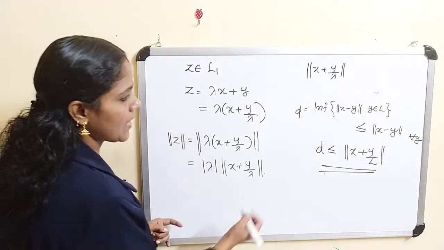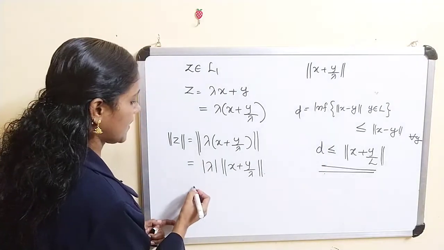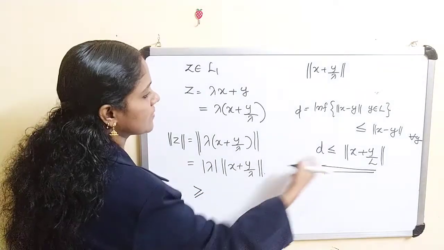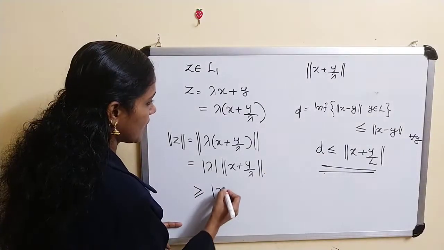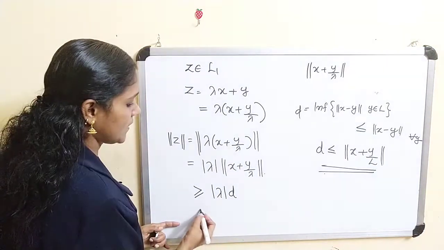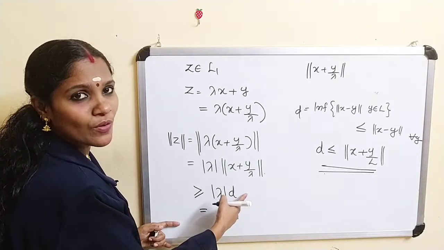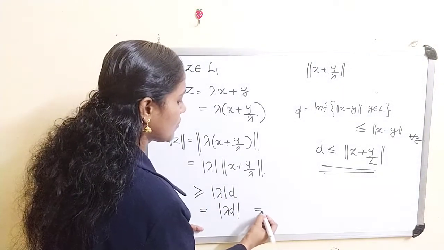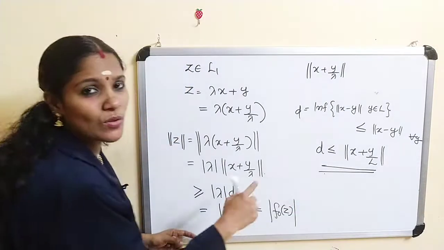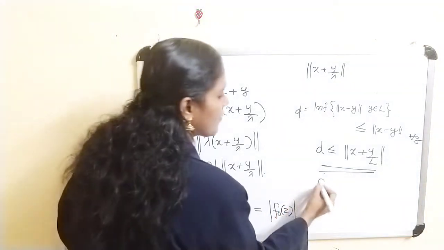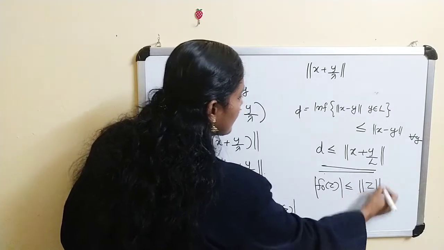And clearly this is greater than or equal to, because d is the infimum. Therefore this value is greater than or equal to modulus of lambda into d, and this is equal to modulus of lambda into d because d is greater than 0. And this is equal to modulus of f naught of z, because f naught of z is equal to lambda into d. Thus we get modulus of f naught of z is less than or equal to norm of z.